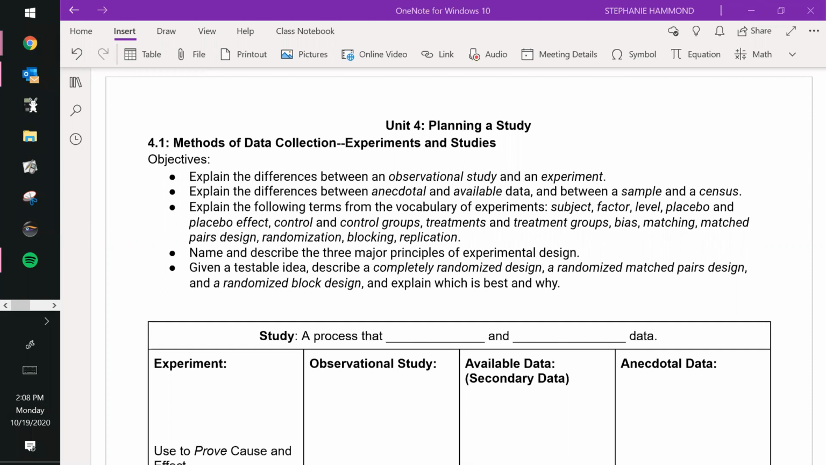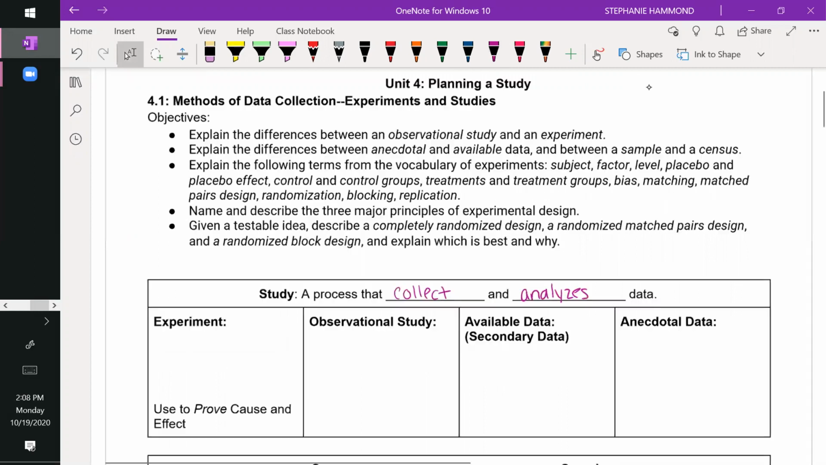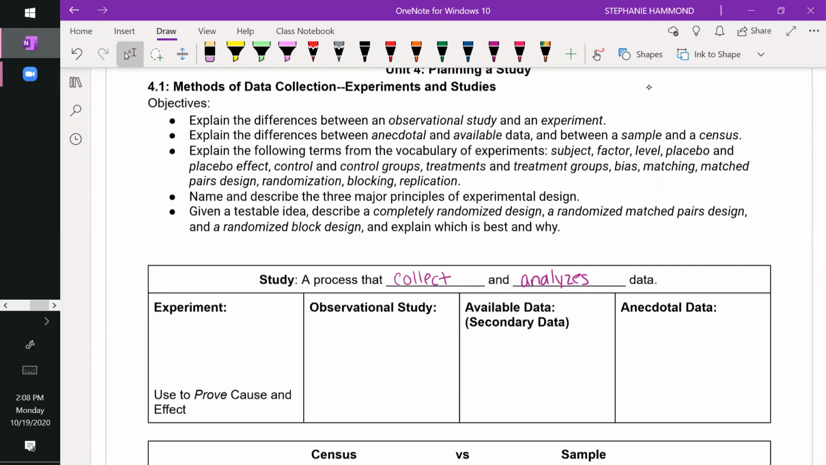So first of all, a study is a process that collects and analyzes data. So we're going to collect some data and then we're going to analyze that. That's what a study is. So there's 4 different ways that we can get our data for a study to analyze.